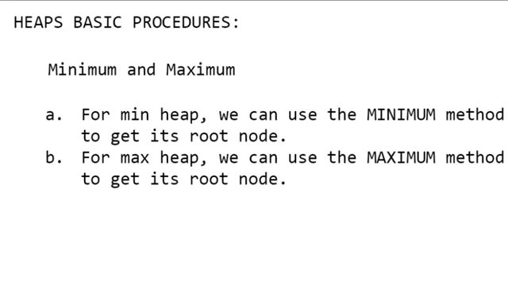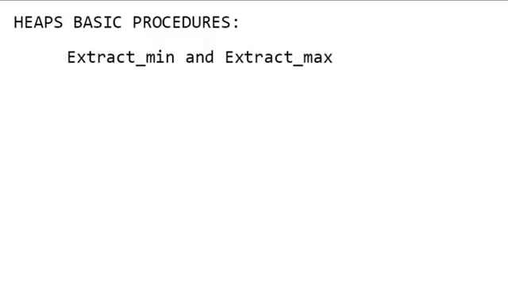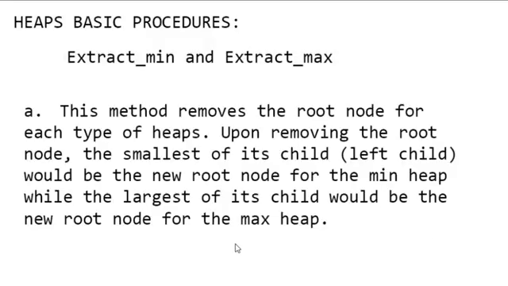So next is ExtractMin and ExtractMax. This method removes the root node for each type of heap. Upon removing the root node, the smallest of its children, which is the left child, would be the new root node for the min-heap, while the largest of its children would be the new root node for the max-heap.